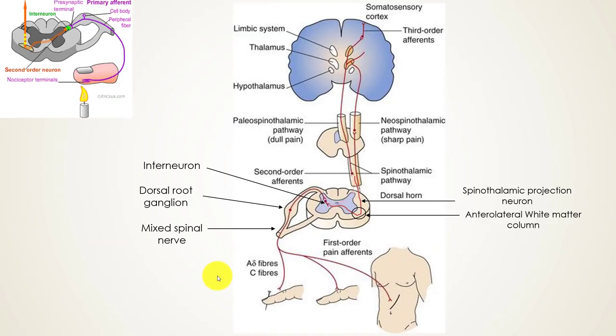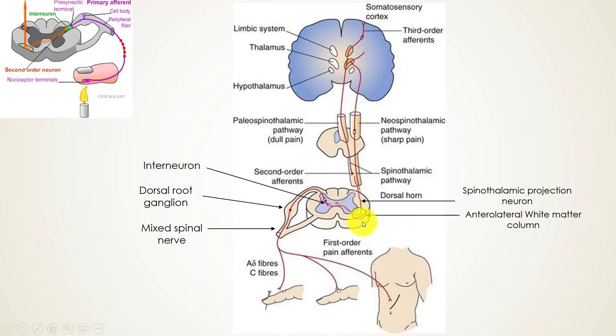Now let's continue our story. As I said, interneurons connect multiple nerves at the spine and they act like gates. We have also discussed that the central process carrying the electrical impulse synapses on one side of the interneuron. Now these interneurons, on the other side, synapse onto spinothalamic projection neurons that are on the same side of the body, right? The axons of spinothalamic neurons cross to the opposite side, or contralateral side, of the spinal cord. Axons of spinothalamic projection neurons cross from the right dorsal horn to the left anterolateral white matter column.